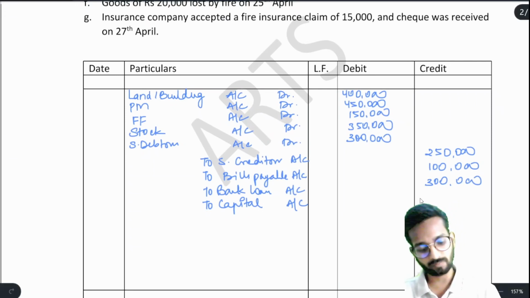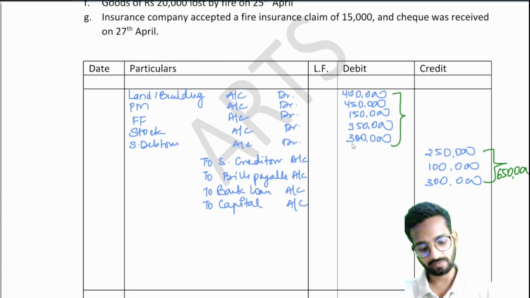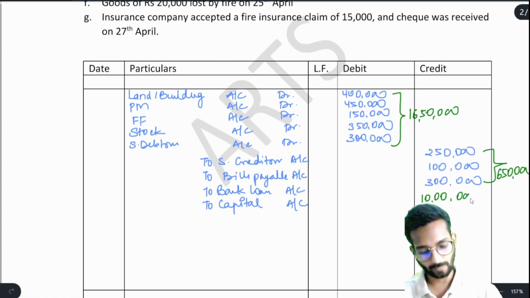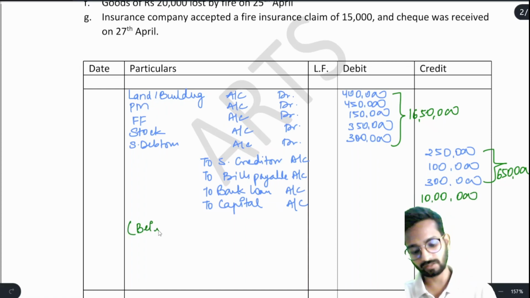Now here will come the balancing figure. We will do the total of this. 3 lakh plus 2, 5, 6 lakh 50,000. And this total is 4, 8, 9, 10, 11, 12, 13, 14, 15, 16 lakh 50,000. So here will be coming 10 lakhs. This is your capital account. Here you will be writing the narration: being capital introduced.